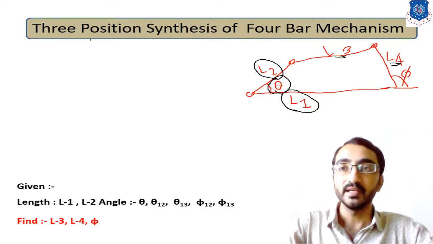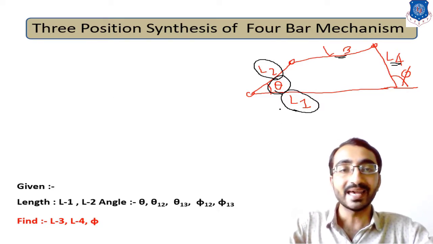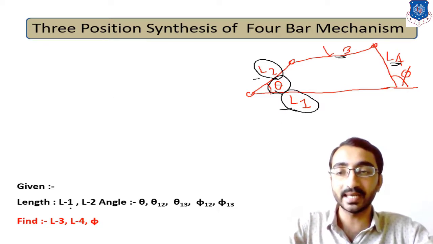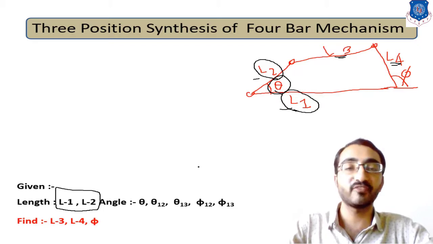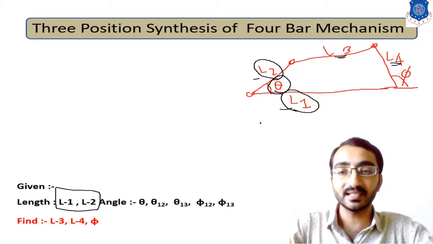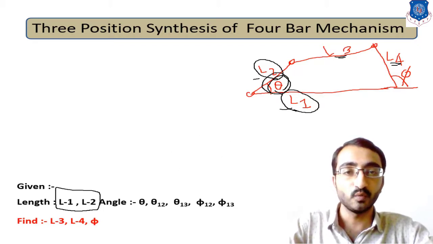Over here in three position synthesis, they will give us input data as L1 and L2, that is the length of link number 1 and link number 2. Then they will give data for three different positions. First, the theta angle, the initial angle, is the data for the first position.